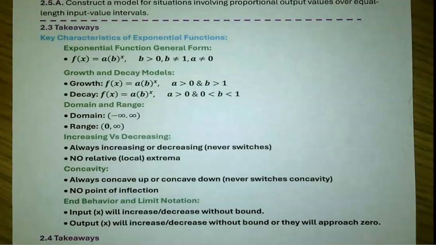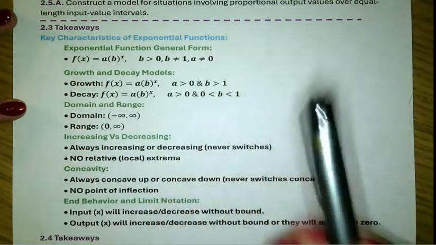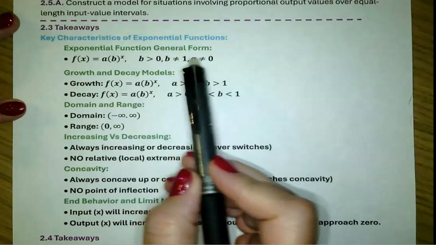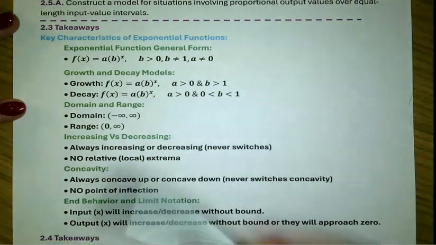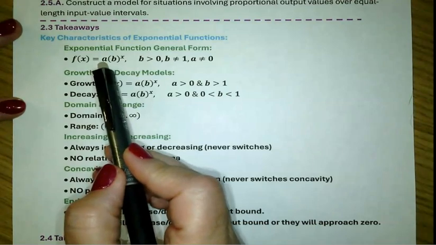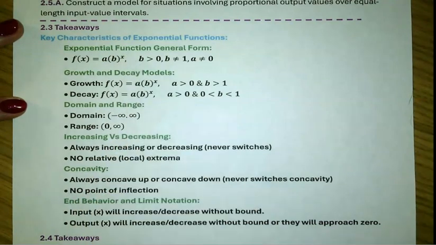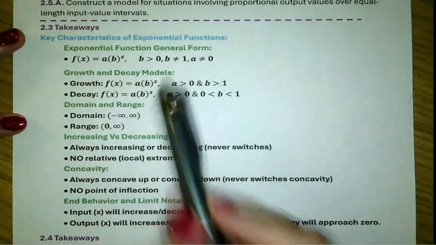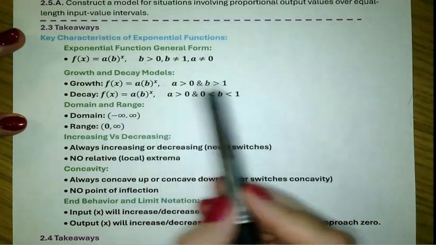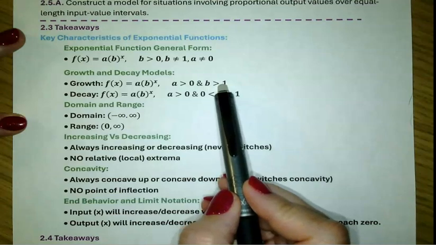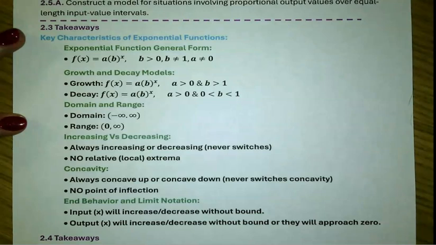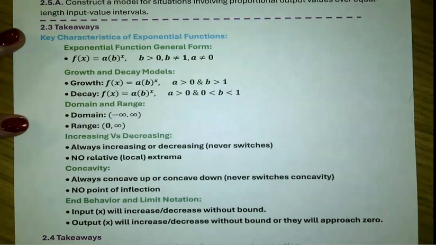We talked about in 2.3 key characteristics of exponential functions. So we talked about the exponential function in general form, and we talked about b can't be 1, a can't be 0, b's got to be greater than 0, and it's got to be in this form, a, which is the initial, and then b to the x. We talked about growth and decay models. So when that b value is greater than 1, then it's going to be a growth. You might even think of some of the things you did in Algebra 1 and Algebra 2, where you talked about percentage of growth. If it had a 10% growth, then that was 100 plus 10%, and so the base would be the equivalent.